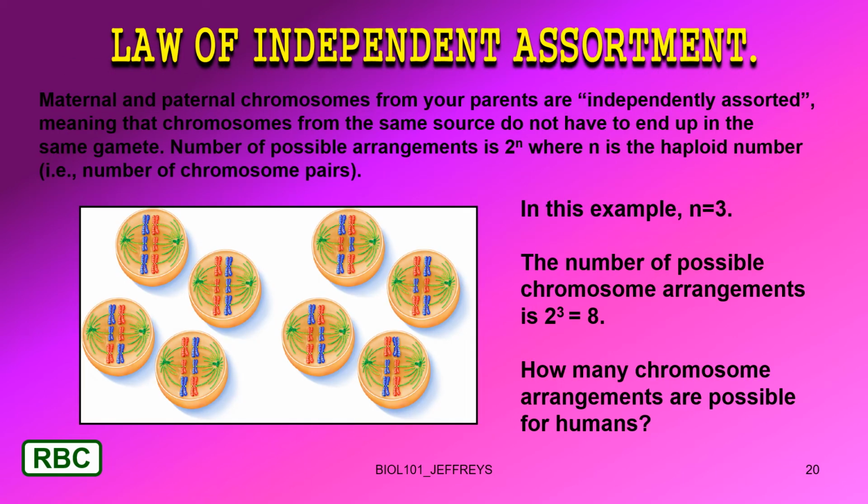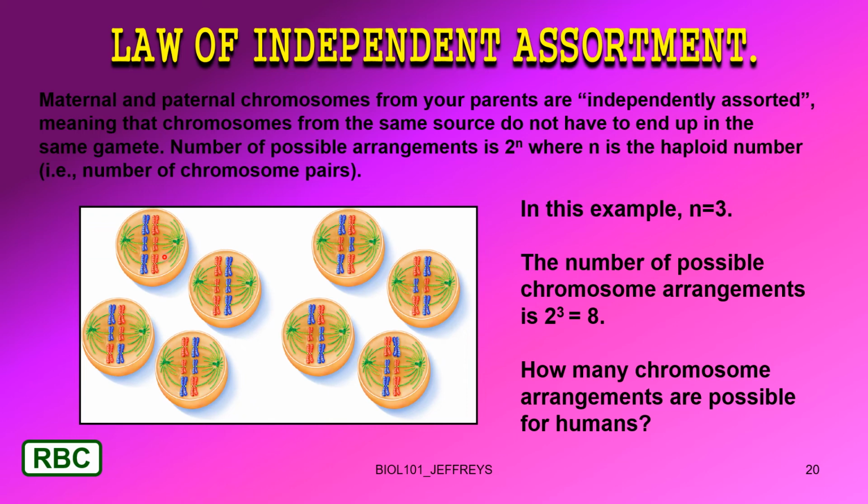Okay, so the law of independent assortment here. Maternal and paternal chromosomes from your parents are independently assorted, meaning that chromosomes from the same source do not have to end up in the same gamete. So you could have one gamete getting this one from mom, and this one from mom, and this one from dad, and this one from mom, and this one from dad, like that. And then you can have another getting this one from dad, and this one from mom, and this one from dad, and this one from dad, and this one from mom, like that. Completely independent, and it's completely random. That's the way evolution works. That's the way the natural world works.